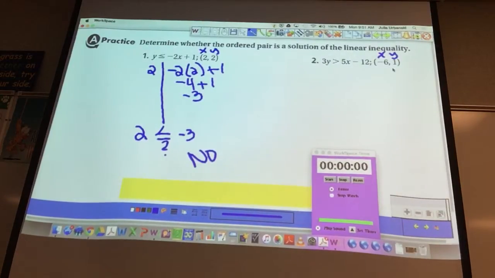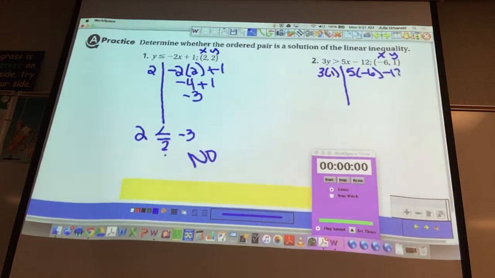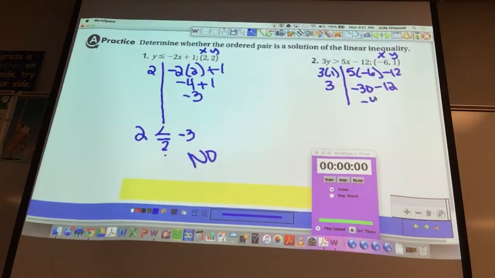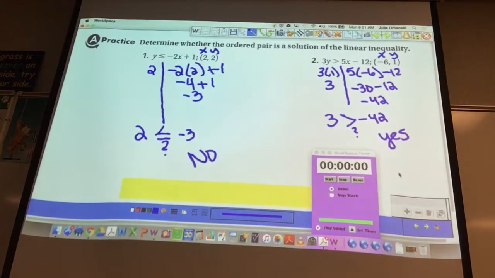Number 2, x is negative 6, y is 1. So this is 3 times 1. And I'm going to compare it to 5 times negative 6 minus 12. And that's 3. This is negative 30 minus 12, negative 42. Is 3 bigger than negative 42? Yes. Positive numbers are always bigger than negative numbers, so that one would work. It is a solution.